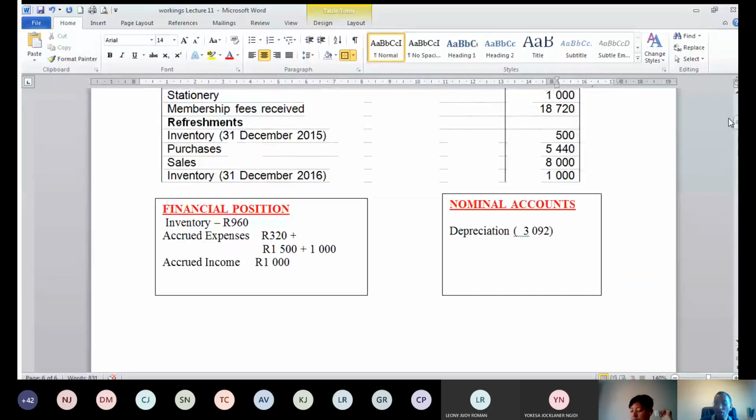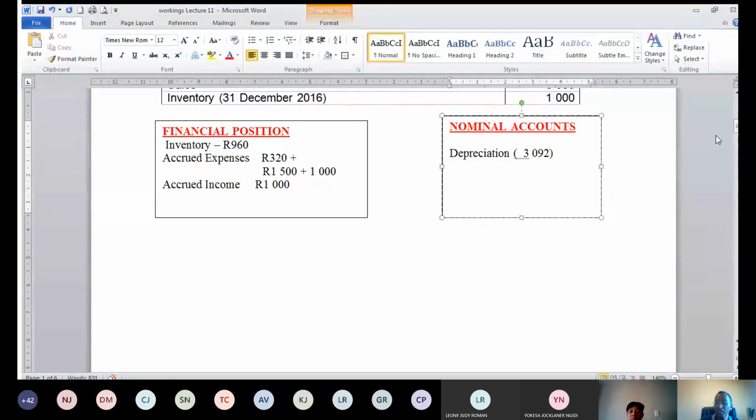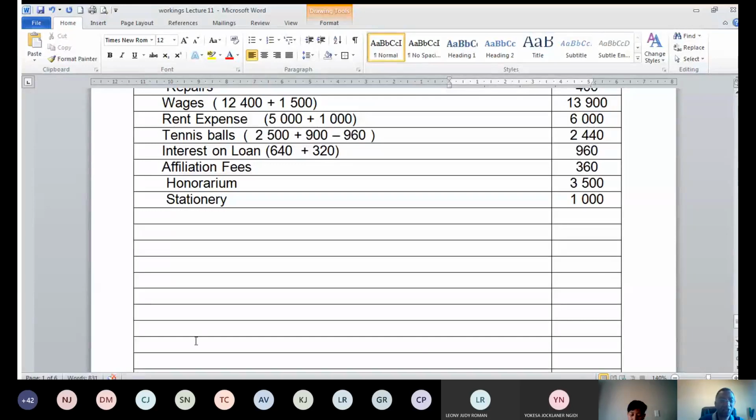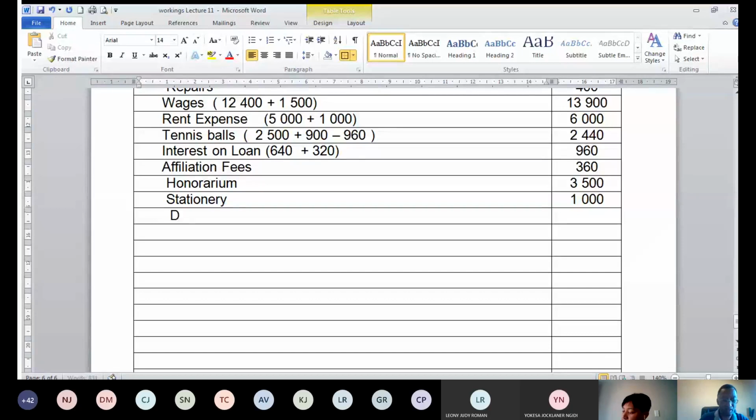And back to my list of accounts where you show your workings. Remember, there's still depreciation that you must account for. So you bring into account now your expense for depreciation. You will show that calculation that I've indicated to you guys earlier. You will show that calculation there. And your depreciation expense then for the year, remember we have calculated an amount of 3,092. That was our depreciation expense.